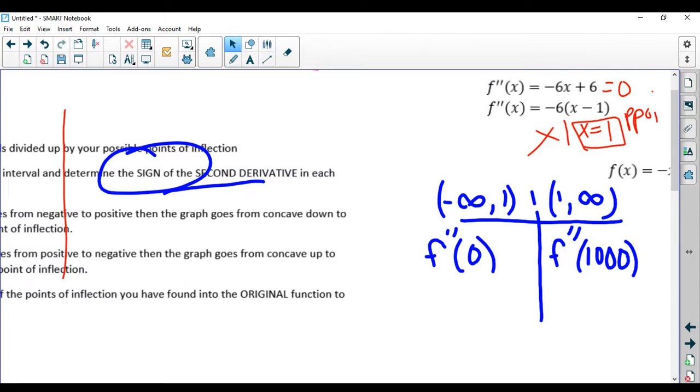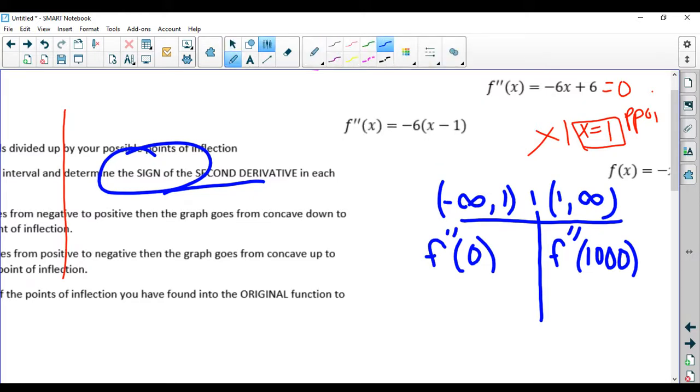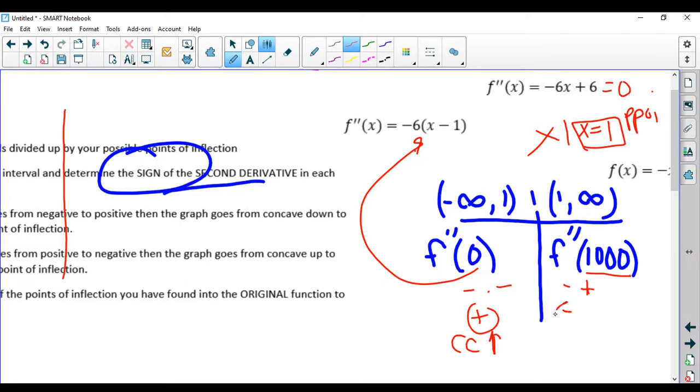So you look at this second derivative, and if you plug in 0, we're doing the first one now, you get a negative 6 times a negative 1. So a negative times a negative, which is positive. That means we're concave up. When you do the second interval, if you put 1,000 into it, you get a negative 6 times, obviously, a positive number, which turns out to be negative, which means concave down. So that tells us everything we need to know.